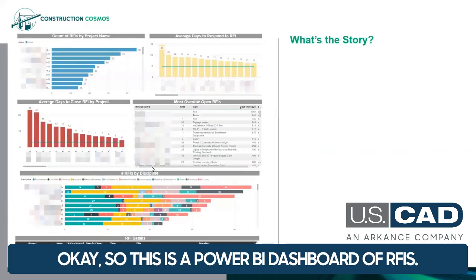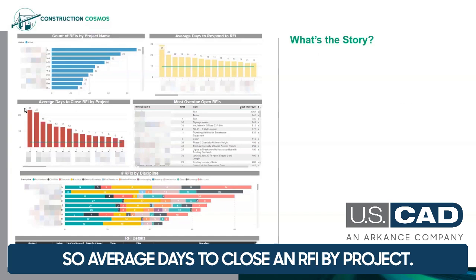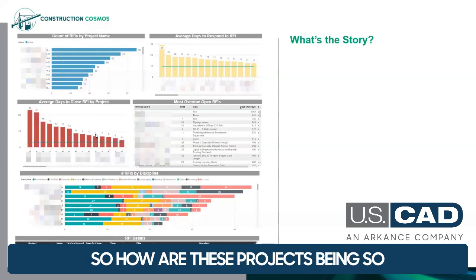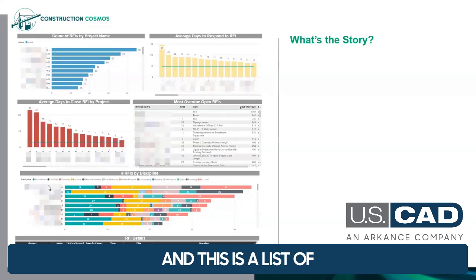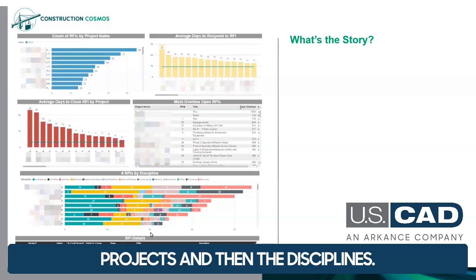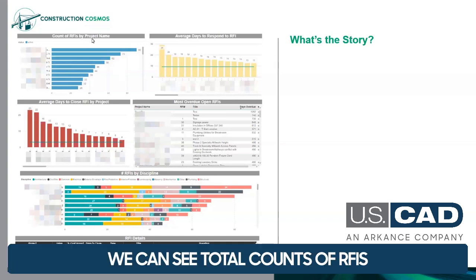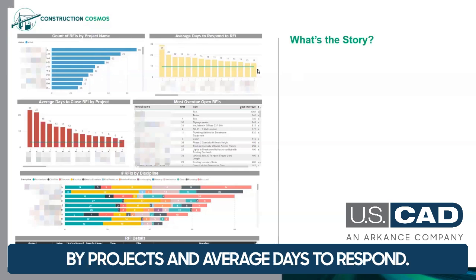Okay, so this is a Power BI dashboard of RFIs. This tells us a lot more information. So average days to close an RFI by project. So how are these projects being so much more successful than the others? And this is a list of projects and then the disciplines. So we can see which projects have the RFIs by discipline. We can see total counts of RFIs by projects and average days to respond.